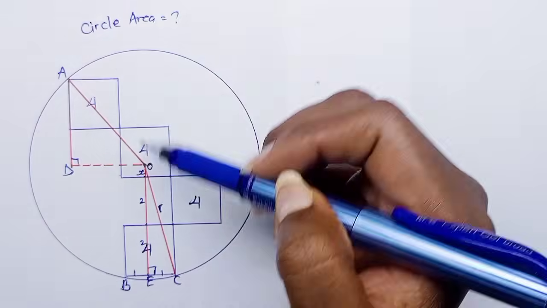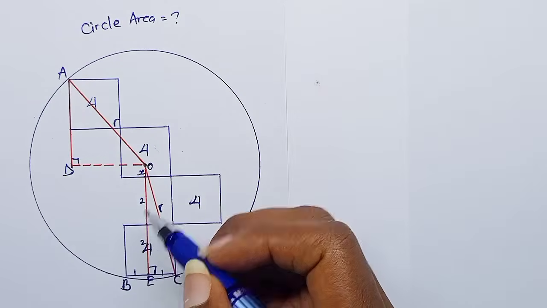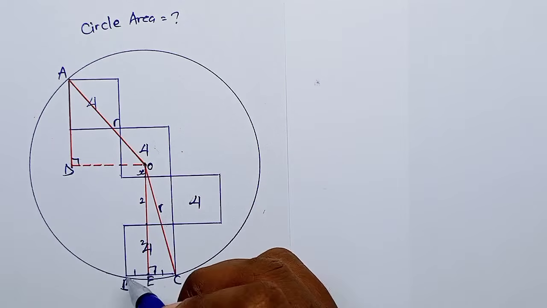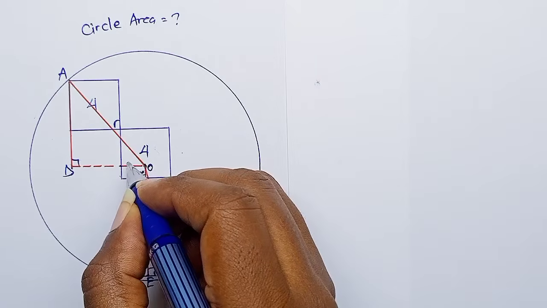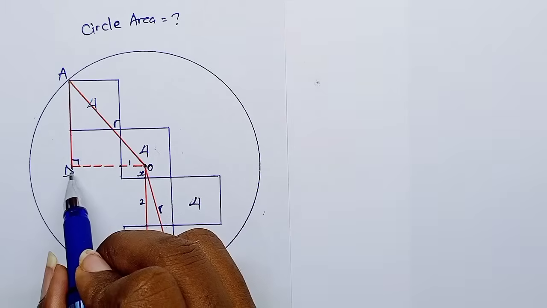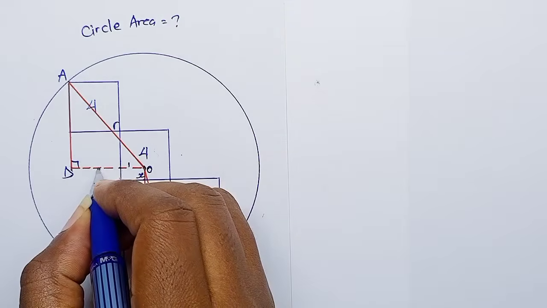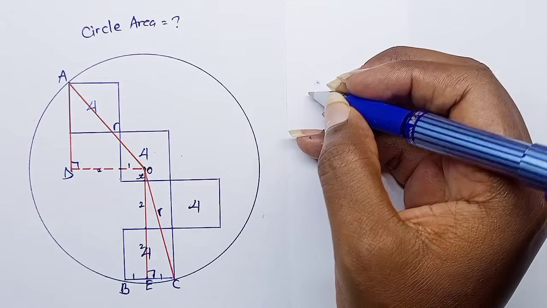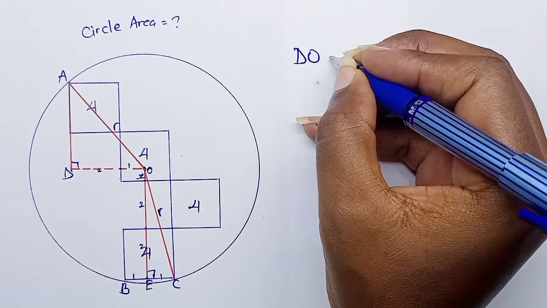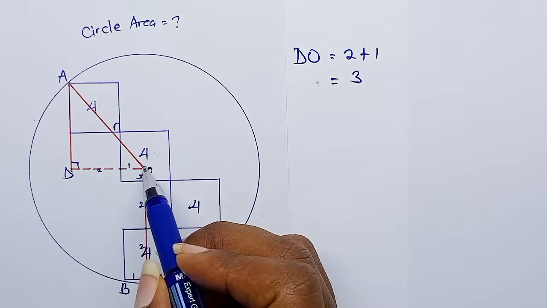Now, as you can see, AO is the radius of the circle, so this is R. Also, you can see that from here to here is equal to from B to E, so BE is 1. Therefore, from this point to this point is 1. And we know that from D up to this point is the side of the square, which is 2. Therefore, DO is equal to 2 plus 1, which is equal to 3. So from here to here is 3 units.